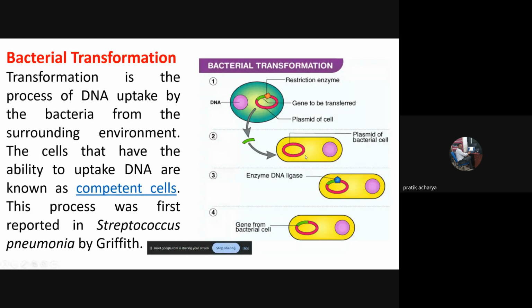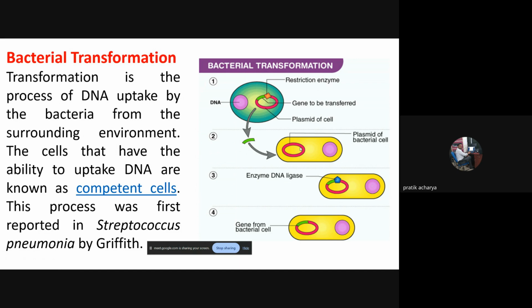Plasmid is extrachromosomal DNA. Normally chromosomal DNA is different, but plasmid is extrachromosomal DNA present in bacteria, and plasmids receive outer DNA. That means DNA that has no relationship with this bacteria, completely environmental DNA. What does the definition show us? Transformation is the process of DNA uptake by bacteria from the surrounding environment. So this is the surrounding environment, and from it the bacteria receive the DNA.